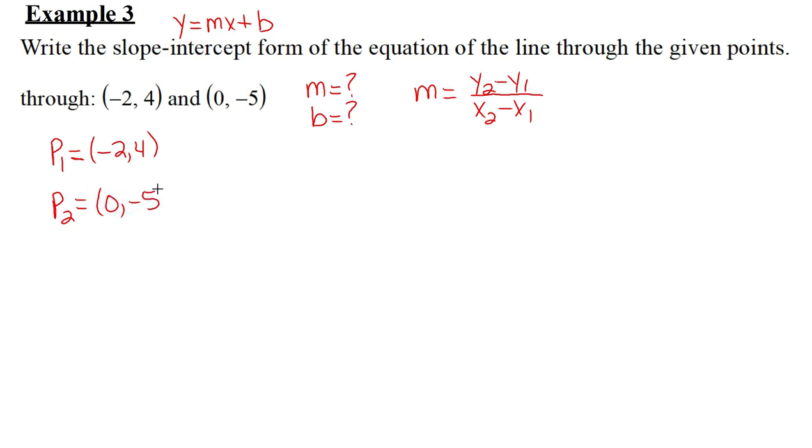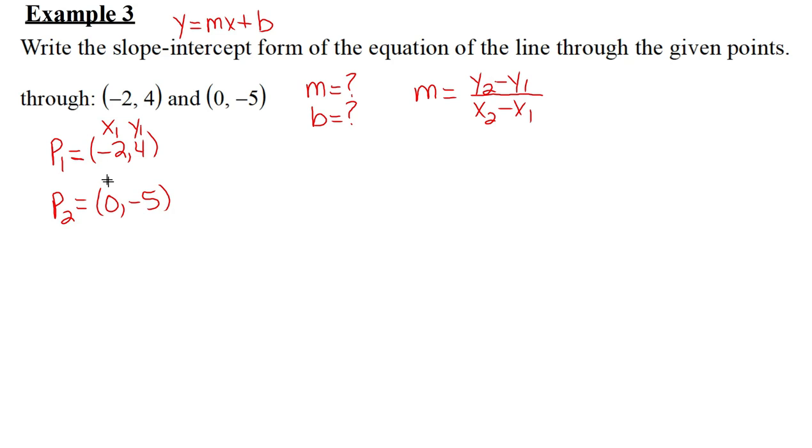So I'm just going to label point 1 as (-2, 4), and I'm going to label point 2 as (0, -5). So the first number of any ordered pair is going to be your x-coordinate, and the second number is always going to be your y-coordinate. So with this ordered pair, -2 is going to be the x, 4 is going to be my y. And since we're talking about this as being point 1, the -2 is going to be my x1, and the positive 4 is going to be my y1.